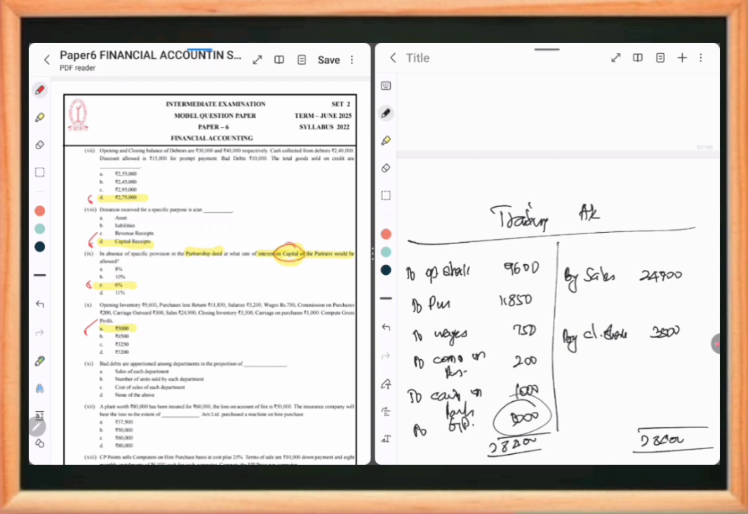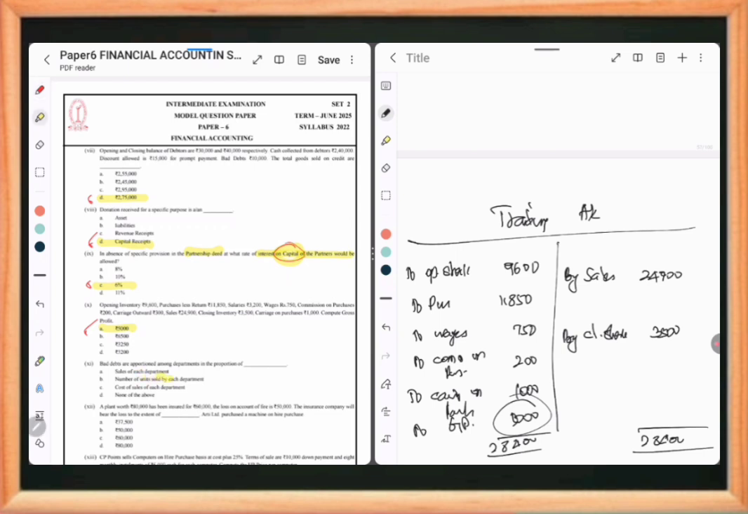So answer A is the correct answer. And then bad debts are apportioned among departments in the proportions of... Normally bad debts means the person who is not in a position to pay the money. We would have made a sale, out of that some amount we are not getting, that is bad debts.